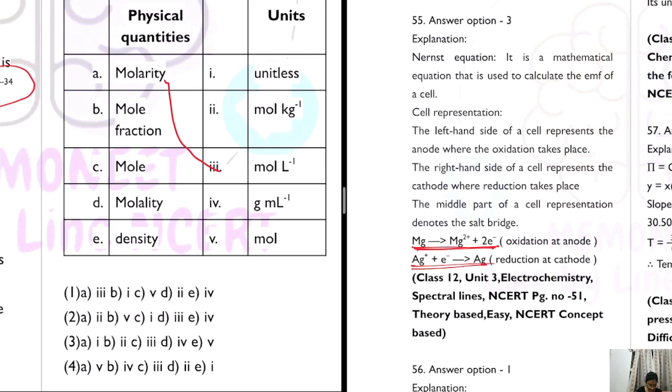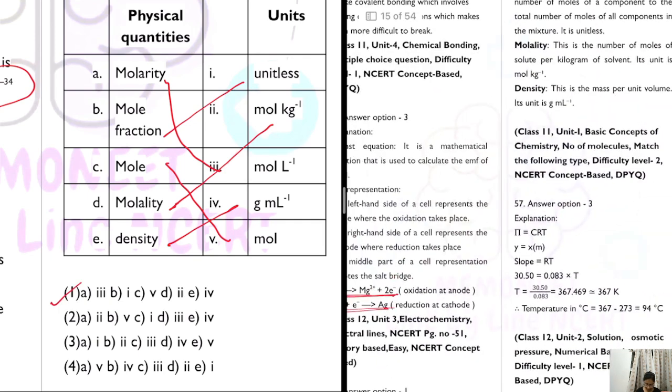Then mole fraction, since it is a fraction, it would be unitless. It is the ratio of moles of a component upon total moles, so it would not have any unit. Mole, simply it's mole. Molality is the amount of solute dissolved in 1 kg of solvent, so it would be mole per kg. Density, we all know, is mass upon volume, that is gram per liter. So what is the correct answer? It is this. Let's move to the next question.